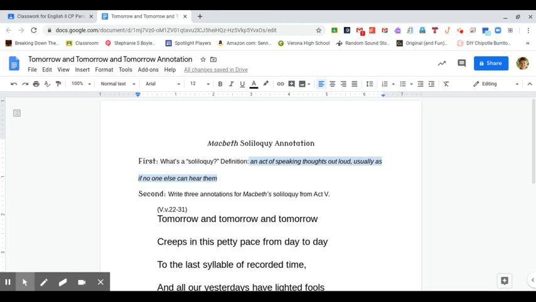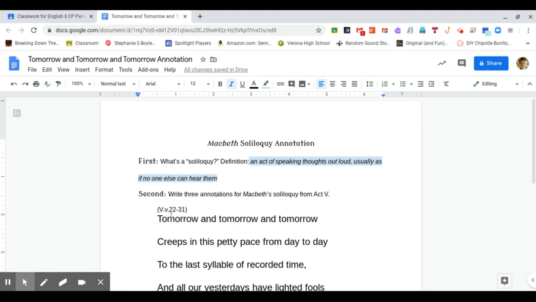Defining soliloquy. I'm not sure if you went over this last year with Romeo and Juliet, but a soliloquy is an act of speaking thoughts out loud, usually as if no one else can hear them. In novels or any kind of prose, we are able to hear characters' thoughts through either narration or dialogue. In plays, we don't have that luxury because all of the words we hear on stage are usually spoken to other characters. So in a soliloquy, the character takes a moment to speak their thoughts out loud. Sometimes this is when the character is alone on stage.